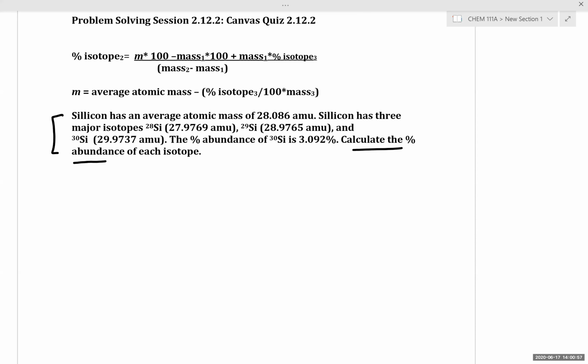I just have a question about sig figs. When you're doing the percent isotope of the third one over 100 times the mass, you take the least amount of sig figs, right? Yes, but you consider 100 exact. In terms of order of operations, you take the percentage of isotope 3, divide it by 100, and then multiply it by the mass. So it's 3.092 divided by 100 and then times the mass. Yep. Okay, thank you.